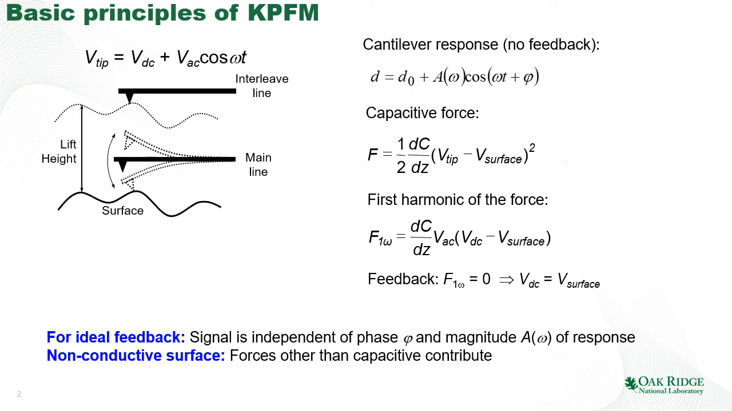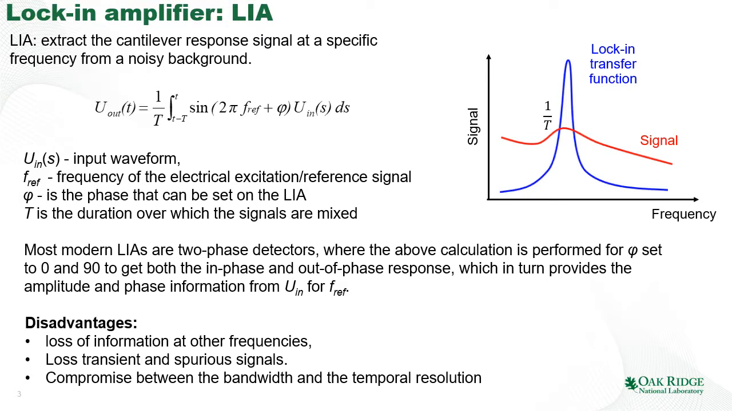So for the ideal feedback, the signal is independent of the phase and amplitude of the response, and in the previous lecture we discussed the deviations from this behavior due to the feedback nonlinearity. In this lecture, however, we are going to look a little bit under the hood of the KPFM operation and look at how it works and how to make it work better.